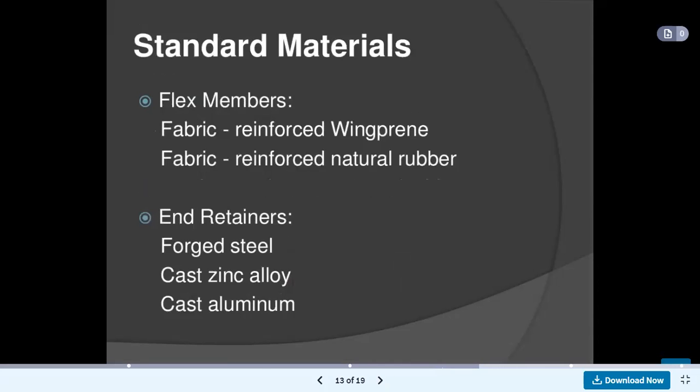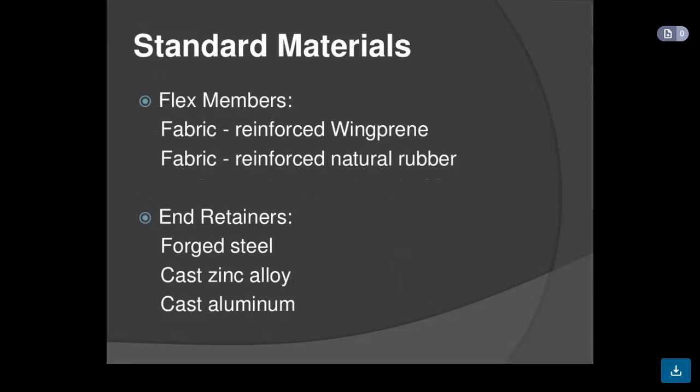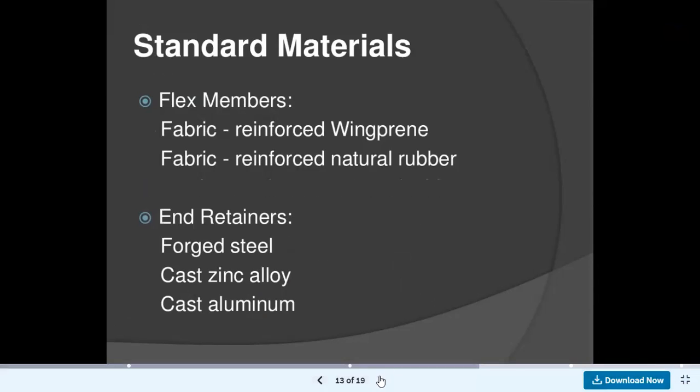If we see the materials, then for flex members, fabric reinforced wing pin is provided, and fabric reinforced natural rubber is provided. End retainers are forged steel, cast zinc alloy, and cast aluminum. These are the materials available or provided.